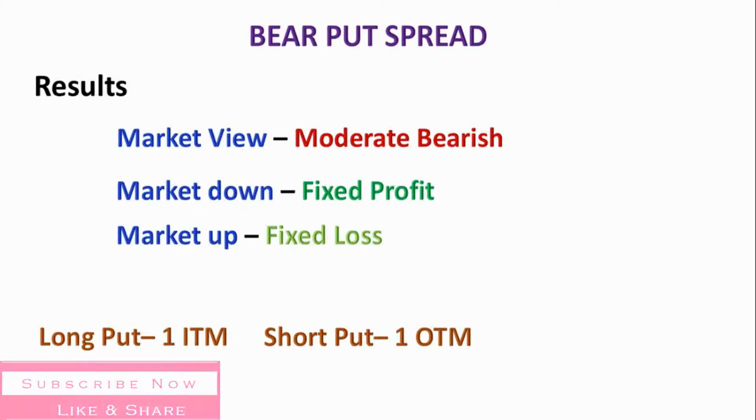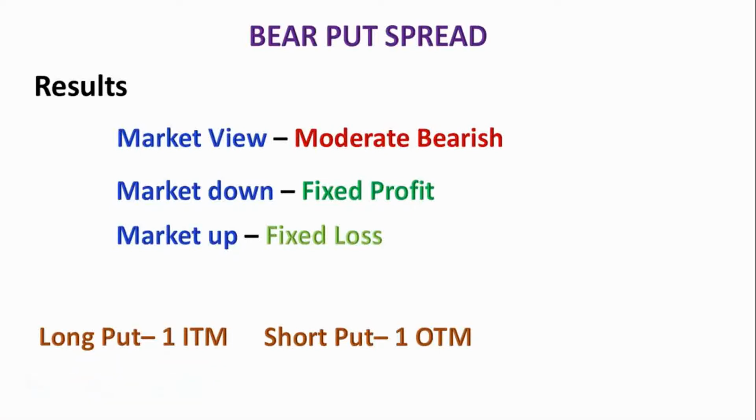Even if the market comes to the 350 level or 300 level, our profit remains the same. Likewise, our loss is also fixed. We will not incur more losses. So overall in this strategy, we must be moderately bearish about the stock or index, and our profit will be limited, and our loss will also be limited. This is a two-leg option strategy.